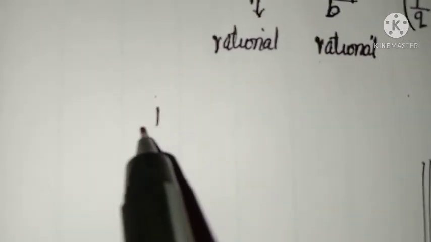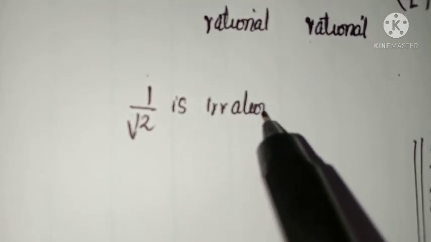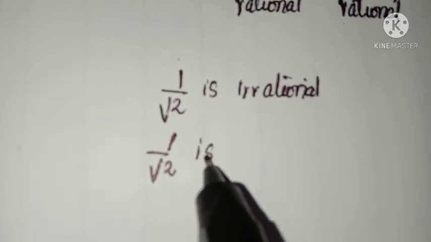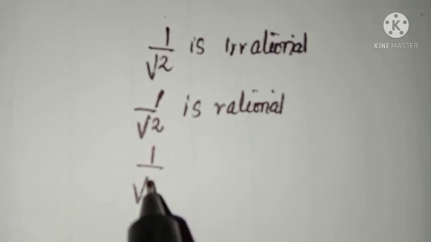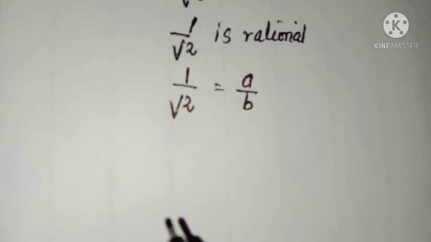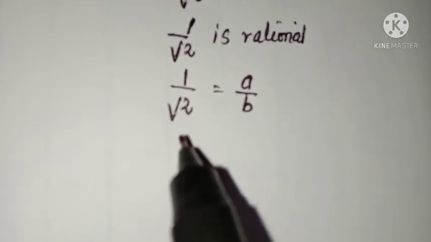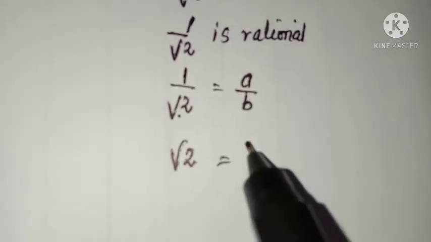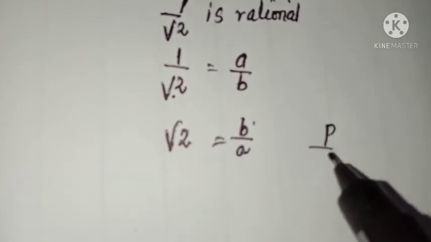Now another question, prove 1 by root 2 is irrational. So again, suppose by contradiction 1 by root 2 is rational. If it is rational, then 1 by root 2 can be written as a by b. Take cross multiplication or reciprocal. Root 2 by 1 is root 2, which equals b by a. b by a is of the form p by q.